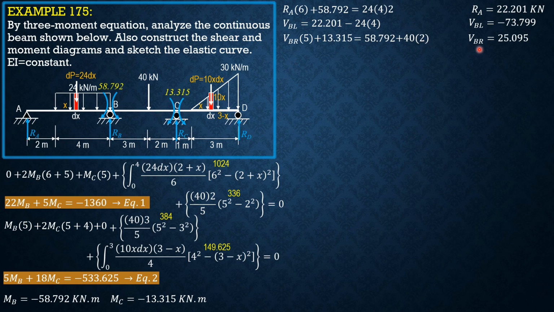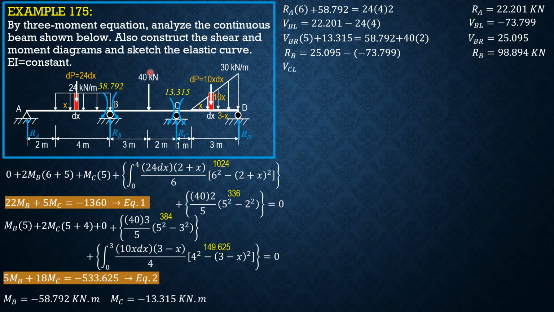Now that we have found shear at B just to the right, reaction at B is shear at B just to the right minus negative 73.799, because it changes from negative 73.799 to positive, so it should be upper minus lower. So it is equal to 98.894 kilonewtons.